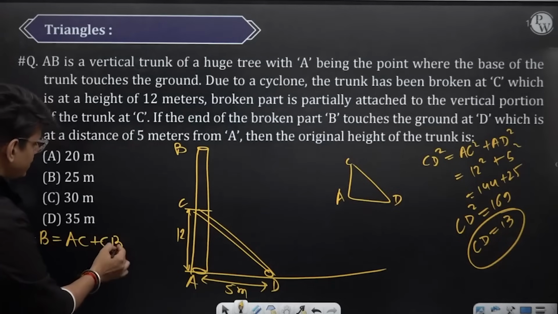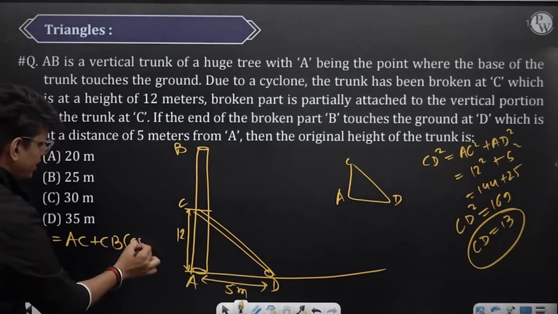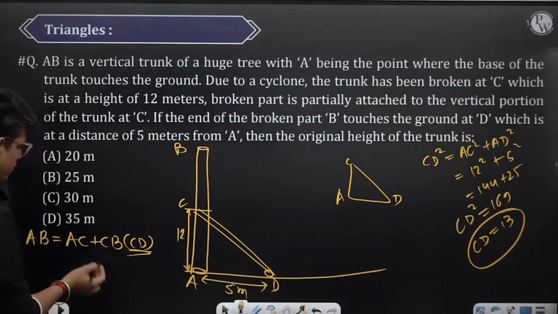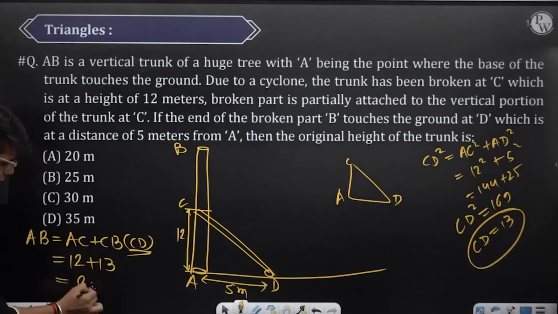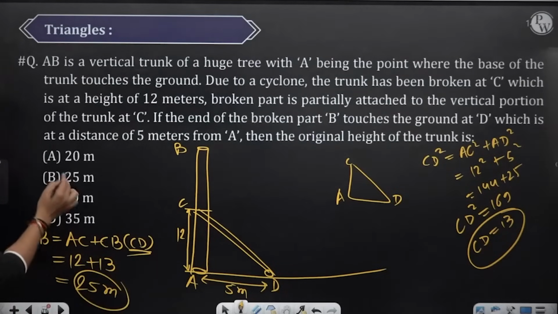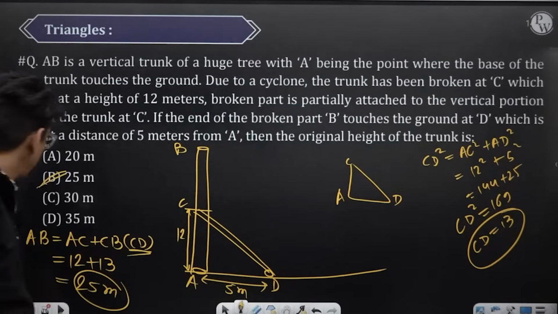Okay, and CB is nothing but CD or CD, right? So this is nothing but 12 plus 13, which is 25 meters. The answer is option B, 25 meters. Let's go ahead. Next.